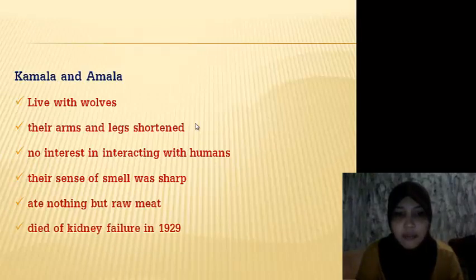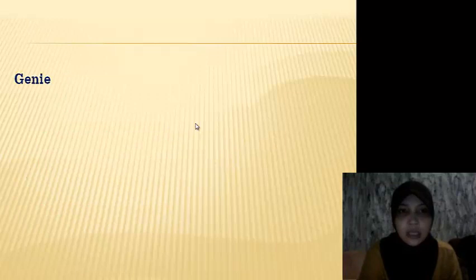And then they died of kidney failure. Kamala and Amala were very wonderful, because they were humans, but they lived in a forest with wolves, so their characteristics and their bodies were like wolves. But at first they were human.